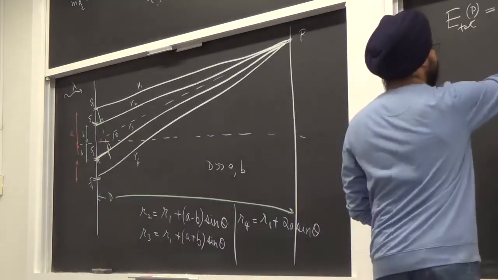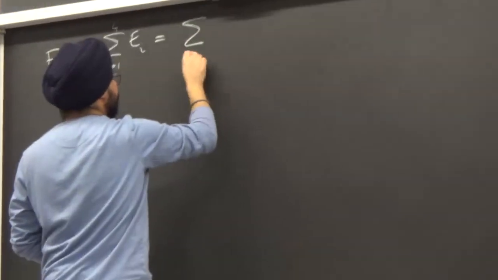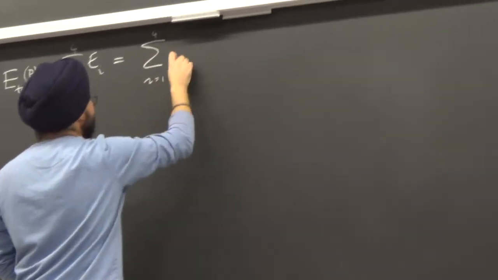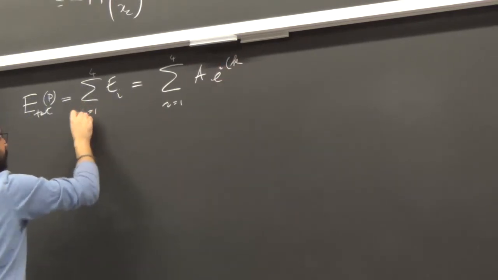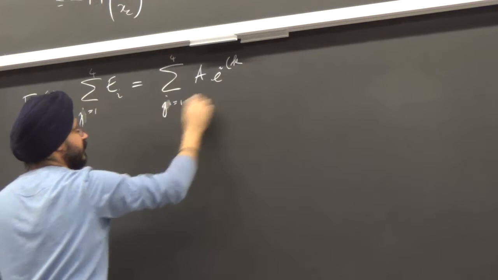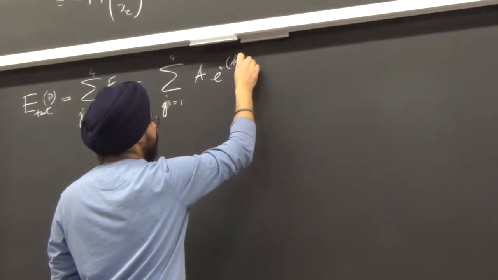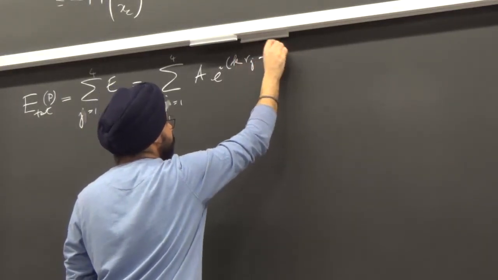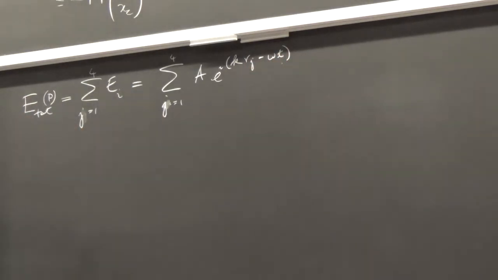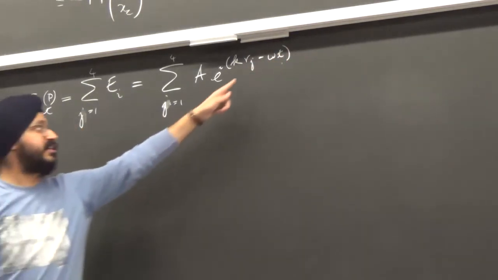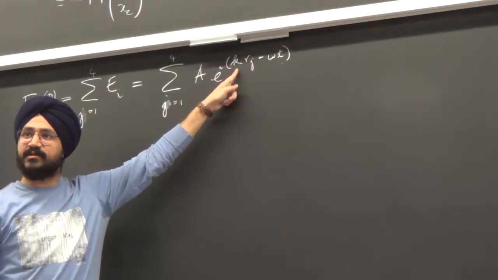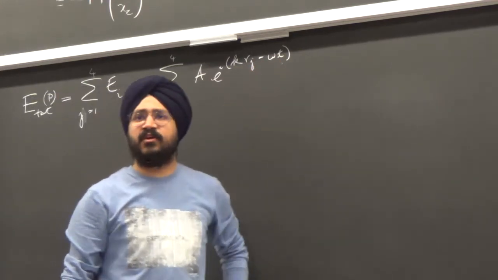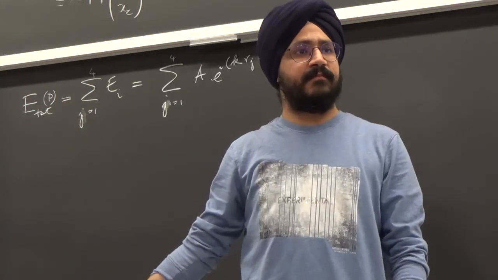So you have the sum from i equals 1 to 4 of E_i, and this is the sum from j equals 1 to 4 of some amplitude times e to the i (k R_j minus omega t). I'll call this j, the i's become confusing. The jth light ray travels a path R_j with a wavelength lambda, hence wave number k equals 2 pi over lambda, minus omega t. Does omega depend on which slit I'm talking about?